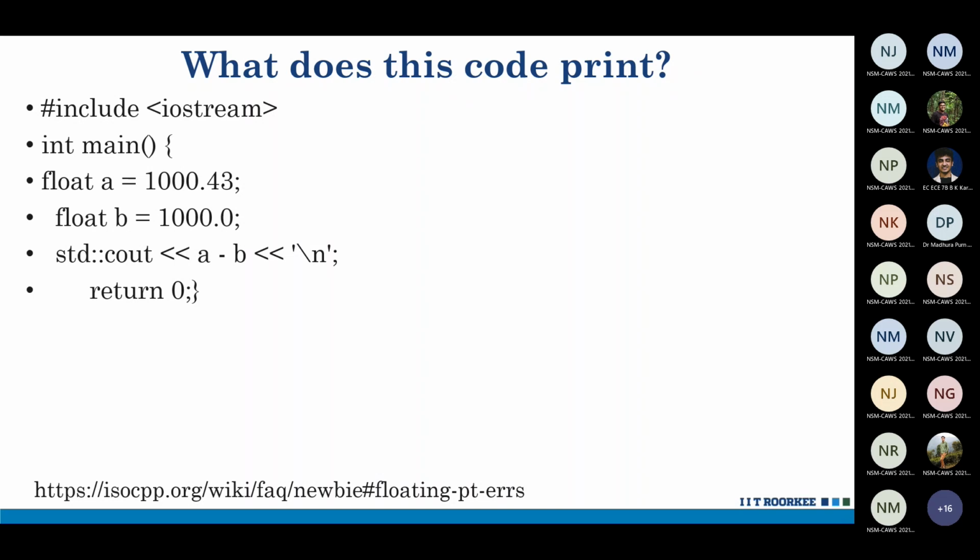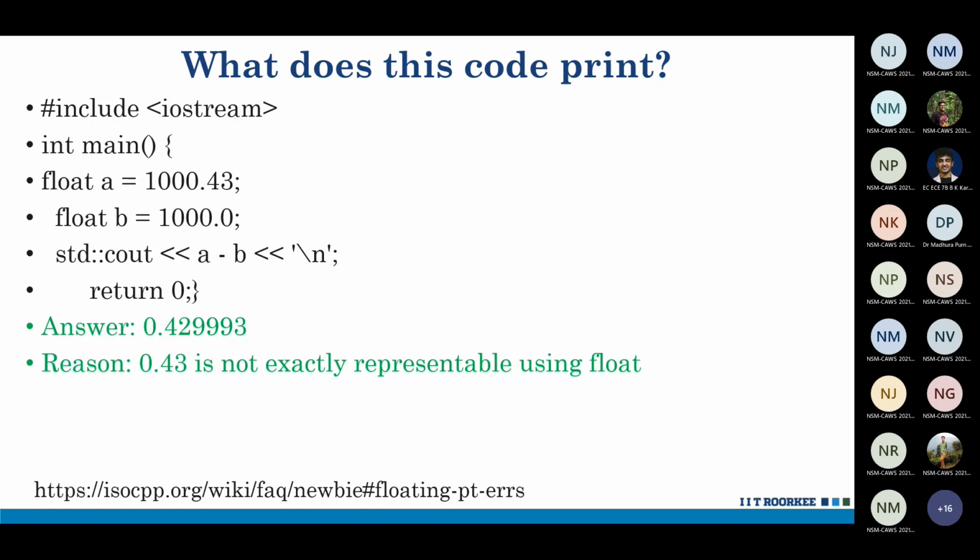Here what actually happens is that 1000.43 is not representable exactly as a binary number with a finite number of bits. So the computer stores an approximation of that. It will actually store 1000.429993, the binary representation will approximately be equal to this. So the difference A minus B will return this number, and it won't return 0.43 exactly.